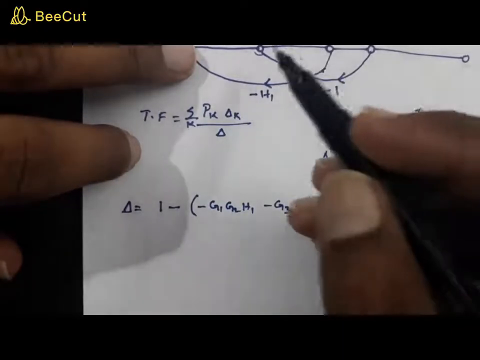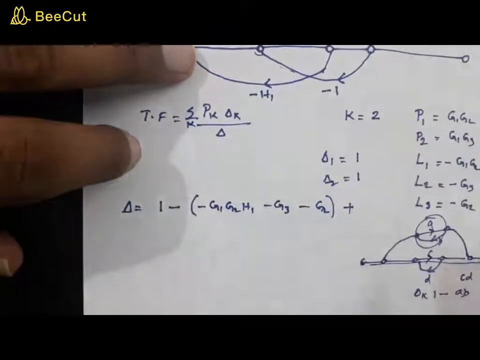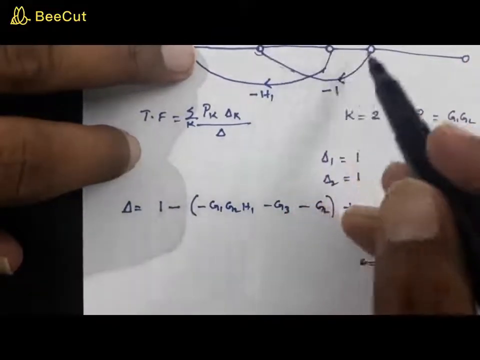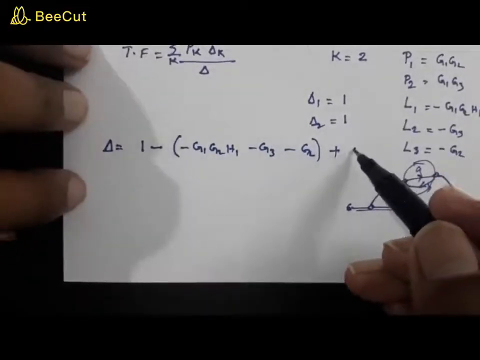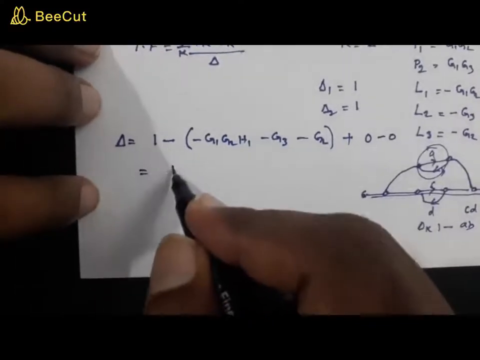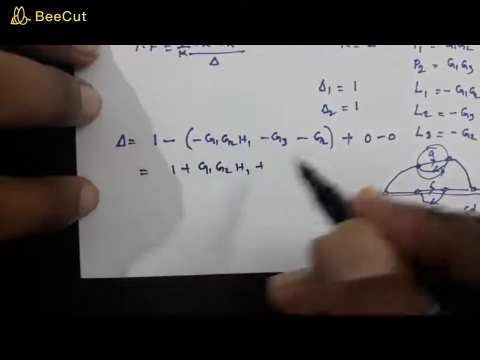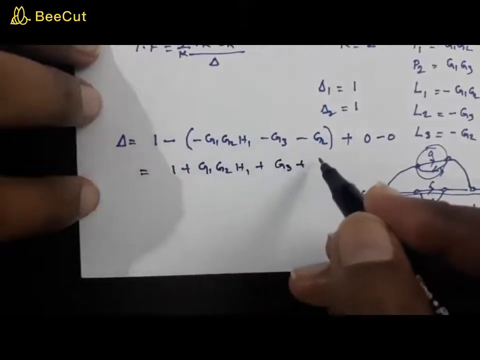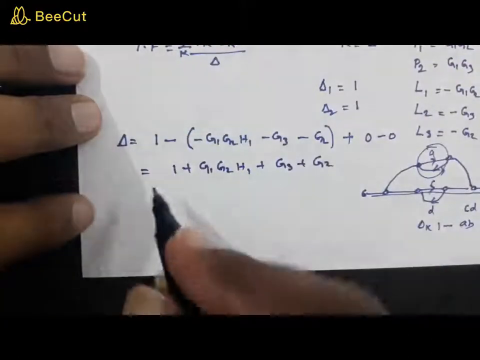It is having a common point with minus G3 as well, right? So it is also having a common point with minus G2. So all these loops are touching loops. So the rest value will be equal to 0, right? So that your delta becomes 1 plus G1, G2, H1 plus G3 plus G2. Okay. Now take all these things and put into this equation.